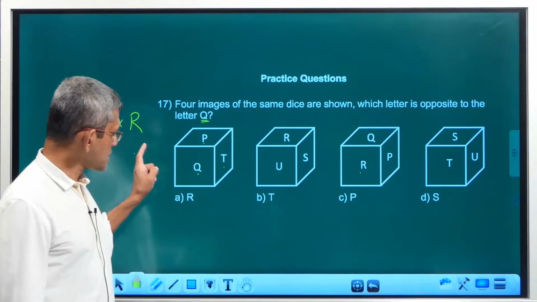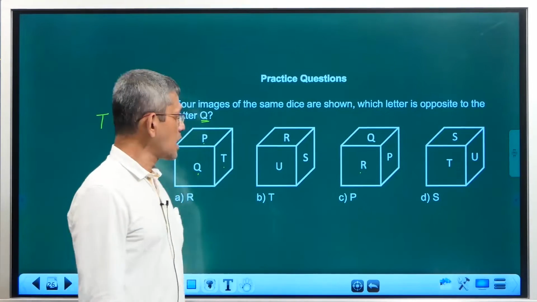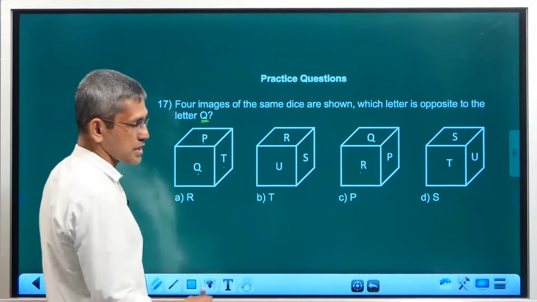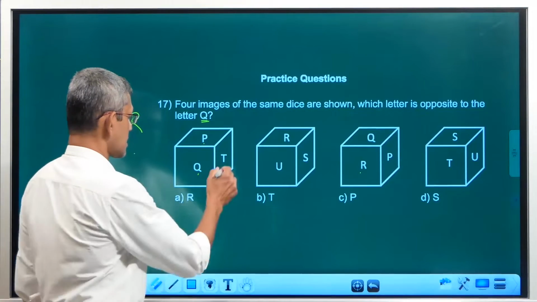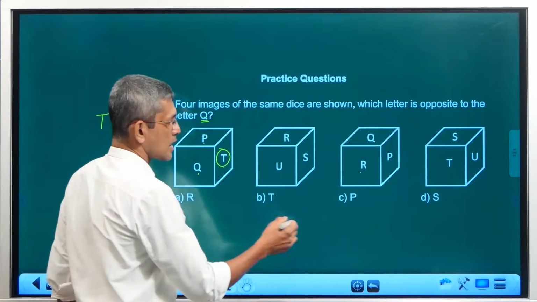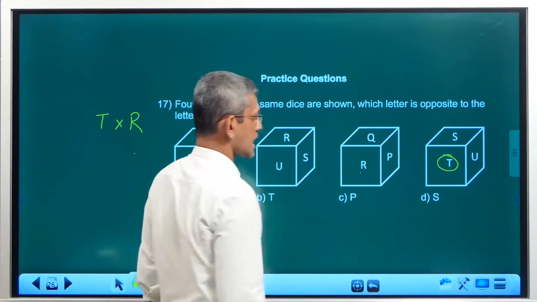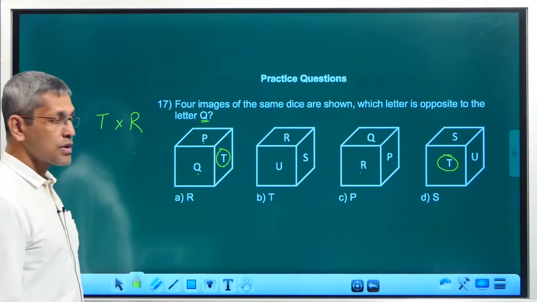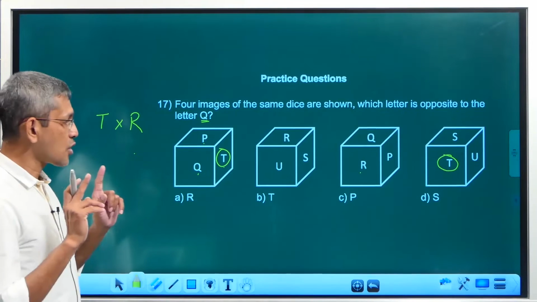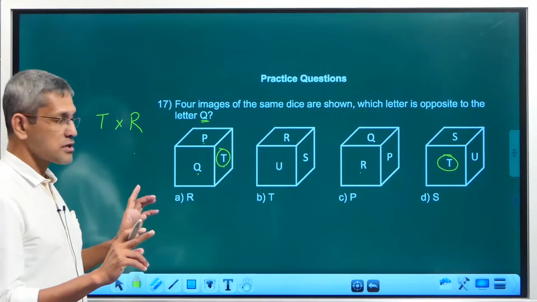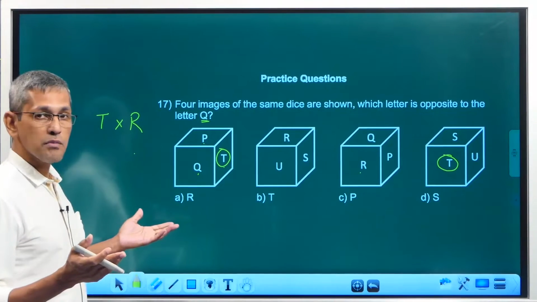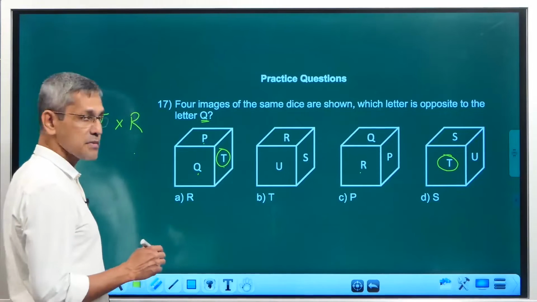Now look at 1 and 4. It's PQT and SUT. So T is the common letter. T is here and T is here, but T is not exactly at the same position. So if there is one common element and it is not exactly at the same position, we have to go for rule number 4. So let's apply rule number 4.